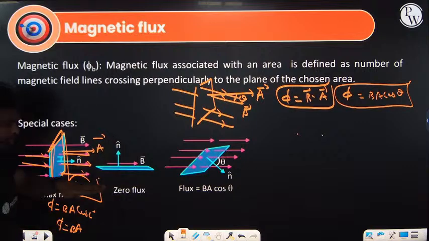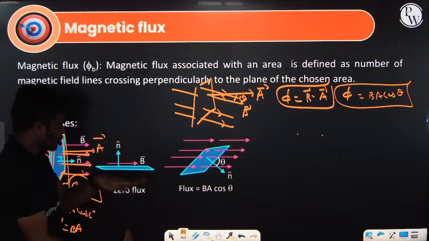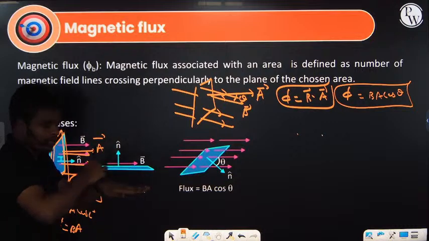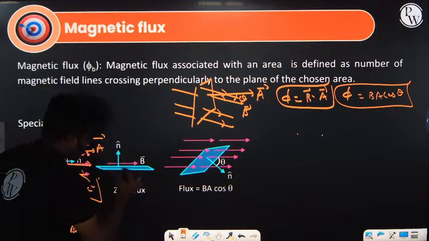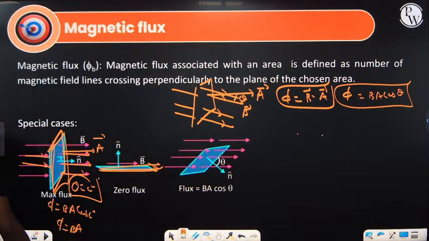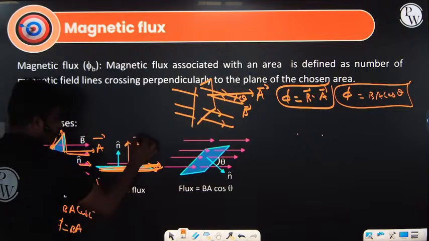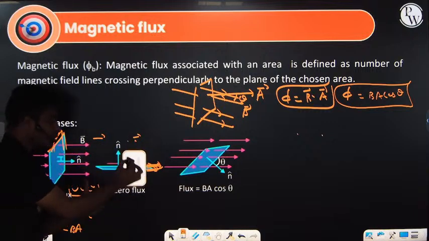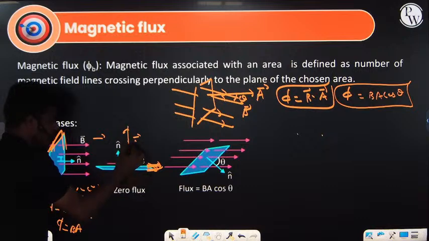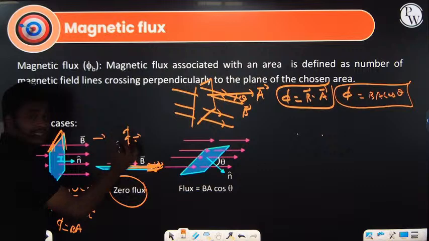What about this one? If we have the area surface like this and the magnetic field lines are passing like this, this is the area vector and these are the magnetic field lines passing through. When the area vector and magnetic field lines are perpendicular to each other, this is defined as zero flux because the angle is 90 degrees here.